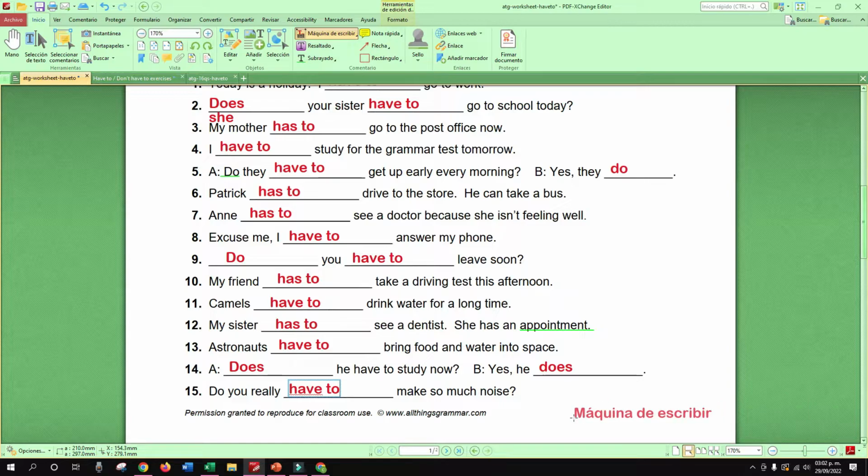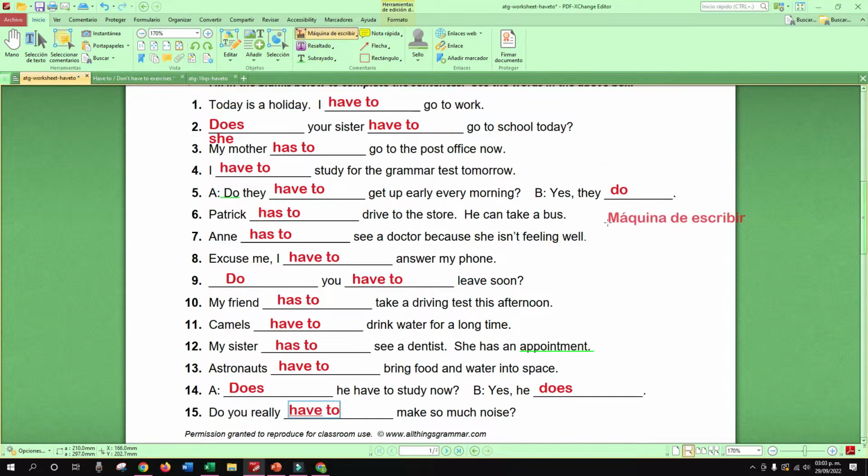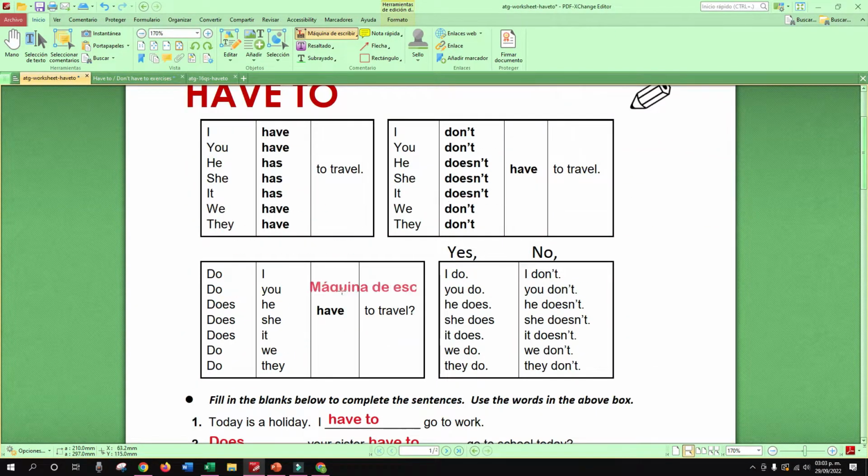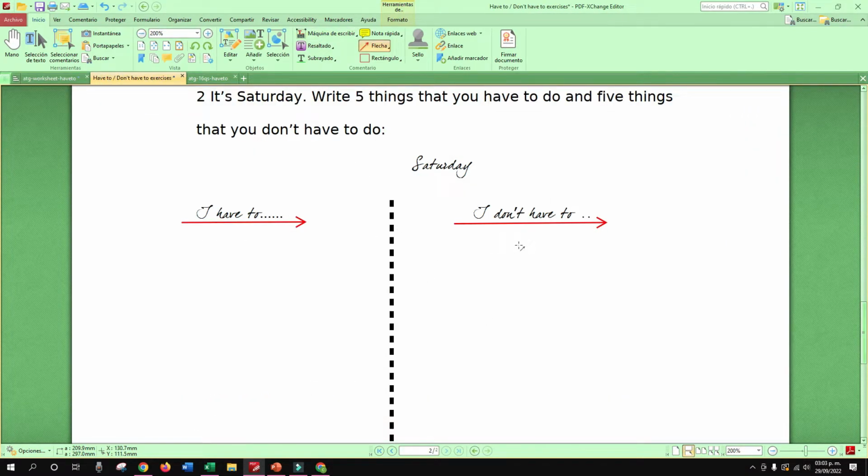Excellent. Perfect. So guys, there you have this activity, right? Don't forget this is the grammar structure for using have to, and has to. Also, don't forget to use the auxiliary do and does, right? So, right now we're going to do another activity. There you have these, guys.